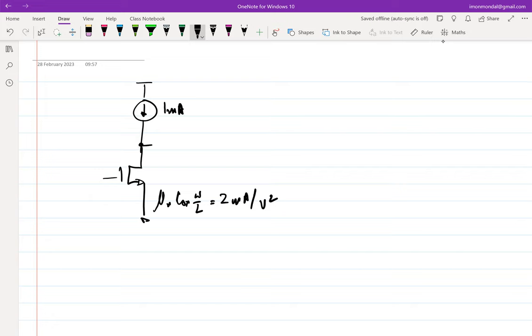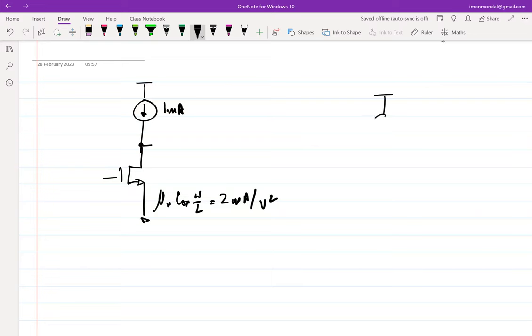Since this is an ideal current source and this current has nowhere to go but into the drain of the MOSFET, it will go into the drain of the MOSFET. But while it goes into the drain, I would also like to ensure that the MOSFET stays in saturation. So how do we go about doing it? Before going there, let me ask you this question.